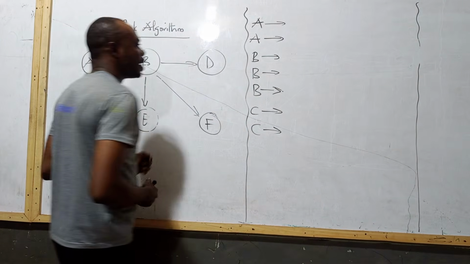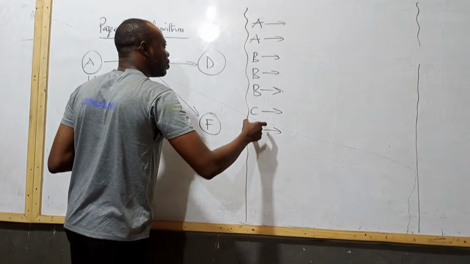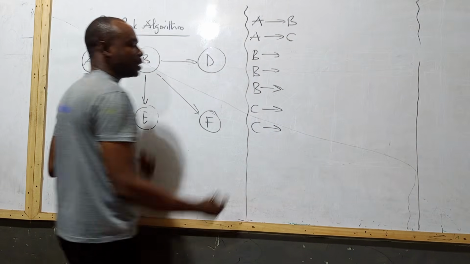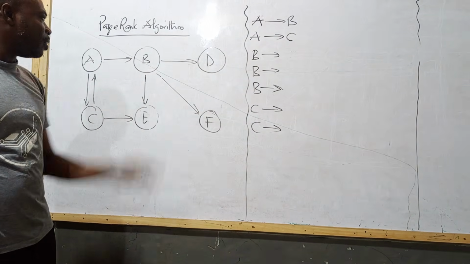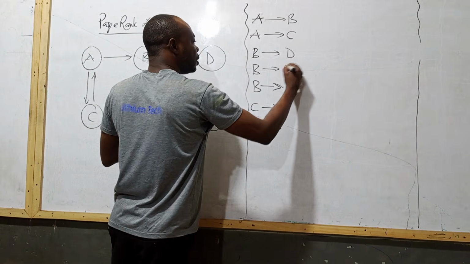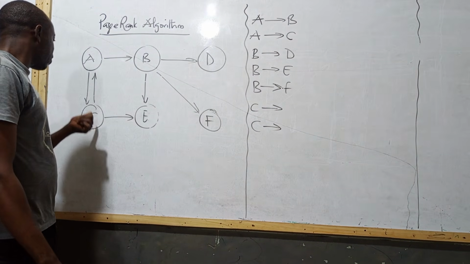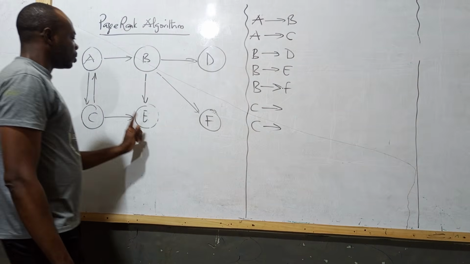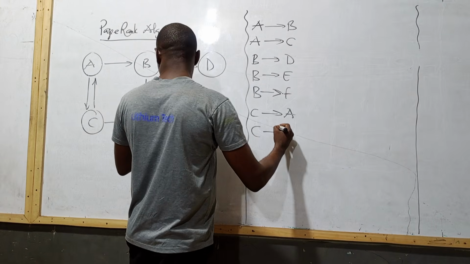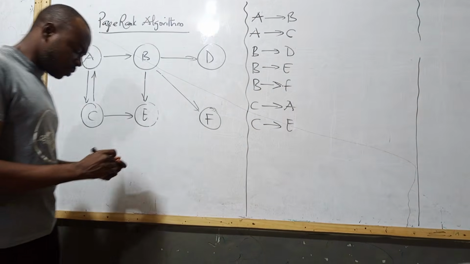Let's look at the nodes that are going to link these primary nodes that we have listed. If I'm here at A, I can go to B and I can also go to C. Let's look at B. If I'm on B, I can go to D, I can go to E, and I can go to F. What if I'm on C? From C, I can go to A, and I can go to E. Now there is something we have to look at.